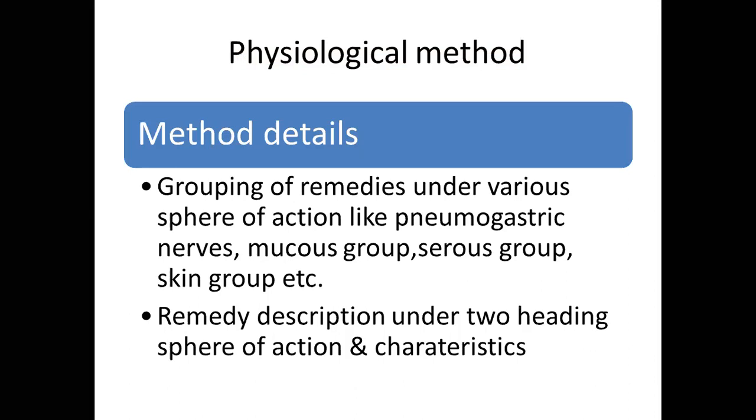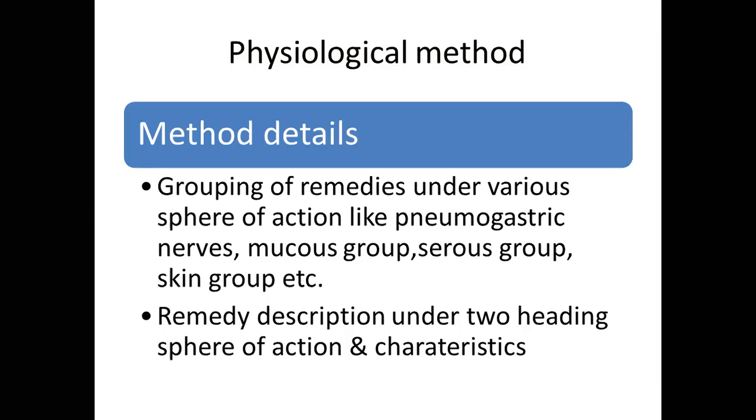So in this physiological materia medica, the drugs are grouped depending upon their sphere of action, like pneumogastric nerve, drugs acting on the pneumogastric nerves. Few examples are antimony, arsenic, etc. Then drugs acting on the mucus group.